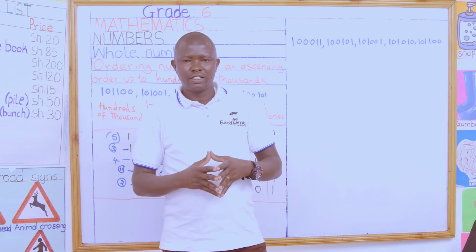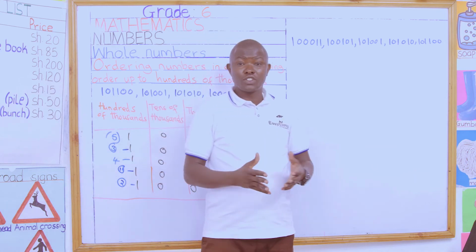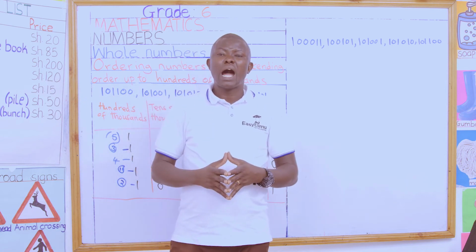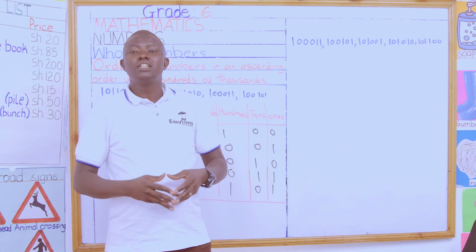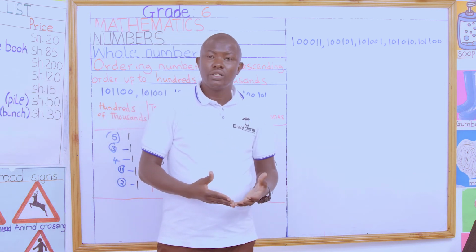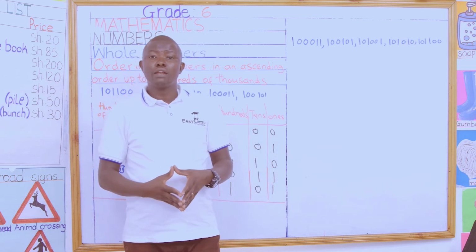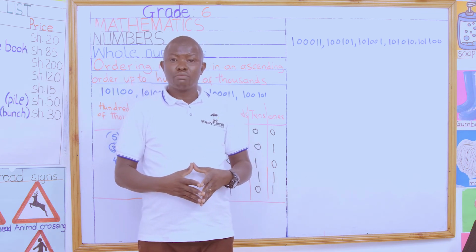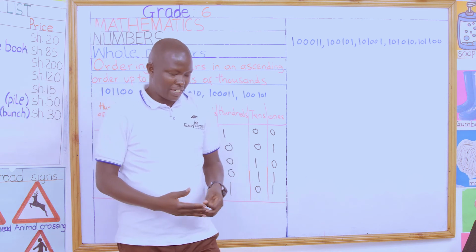Ascending order. Now, as we wind up our lesson, remember to do more practice on arranging numbers up to hundreds of thousands in ascending order. How will you make this come true? You can ask your parents to help you come up with six digit numbers and try to arrange them from the smallest to the largest.